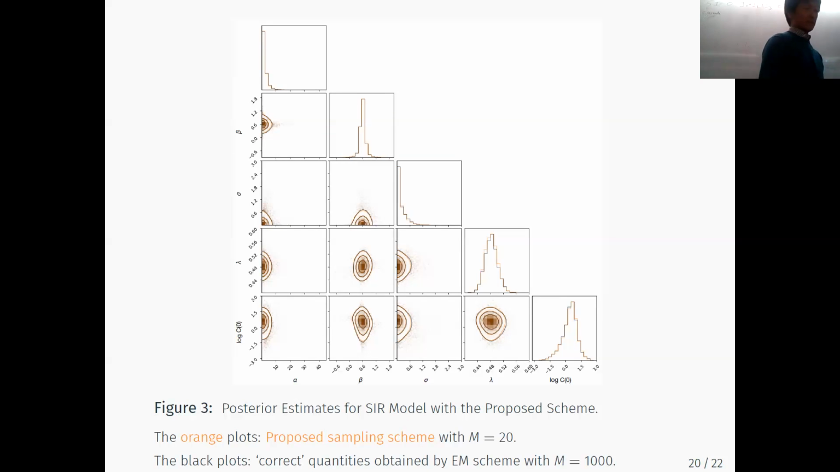However, in the case of the second order sampling scheme, the orange plot is the posterior estimate using the proposed sampling scheme with 20 data augmentation points between the observations. You will see that the orange plots capture the black one very well, even with 20 data augmentation points. And please note that the sampling efficiency of the MCMC is the same for both the Euler-Maruyama and the proposed sampling scheme. The only difference is the bias that appeared from the data augmentation.